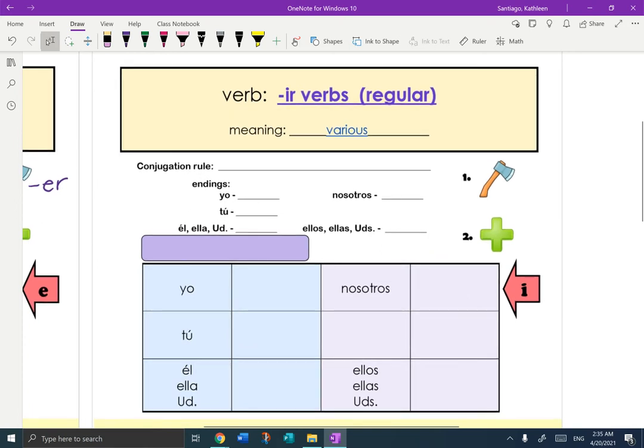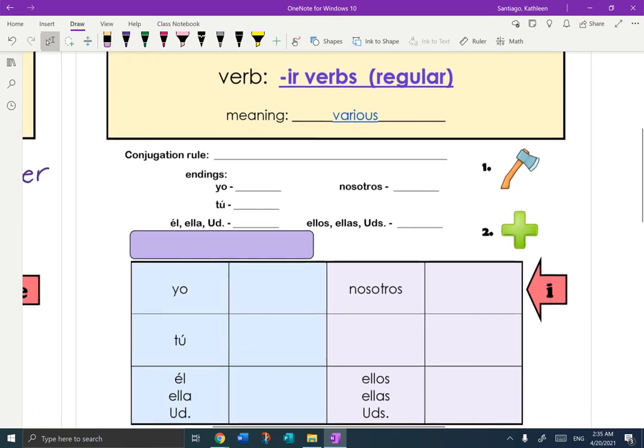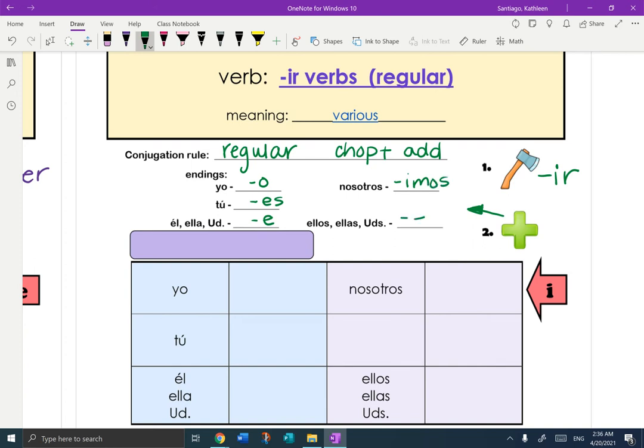IR verbs, regular, meaning various, because there's a bunch of them. Conjugation rule. Okay, we're going to say that they are regular, and it is a chop and add. Because these are IR verbs, we're going to be chopping off the IR ending, and we're going to add back in the regular IR endings, which are O, ES, E, IMOS, EN.